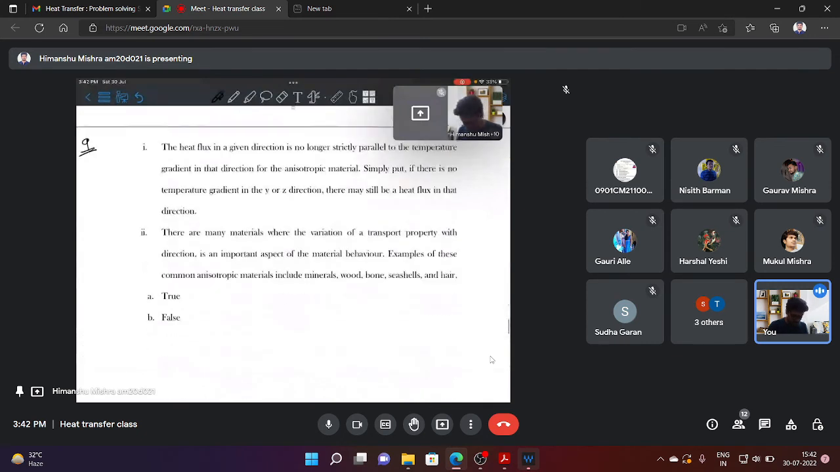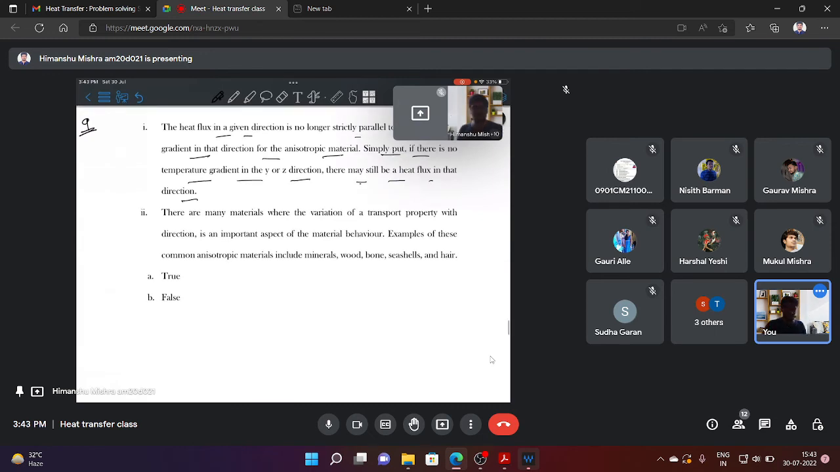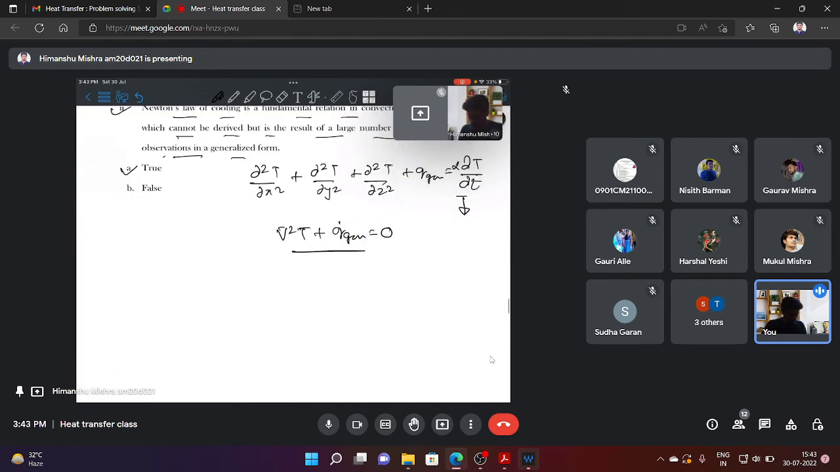So let's go to the other true or false question. Here the heat flux in a given direction is no longer strictly parallel to the temperature gradient in that direction for an anisotropic material. Simply put, if there is no temperature gradient in the YZ direction, there may still be heat flux in that direction. So basically from the above equation we can see that the temperature gradient does not necessarily have to be there in some specific direction.